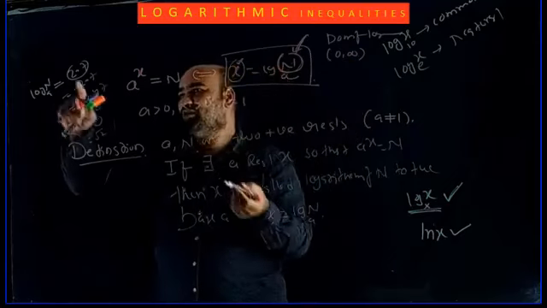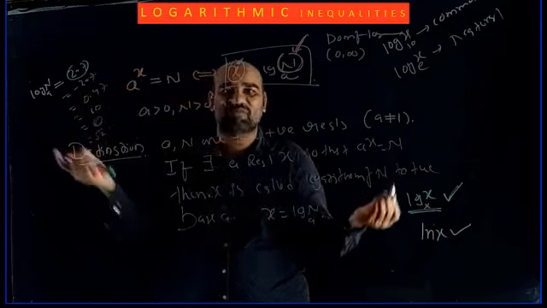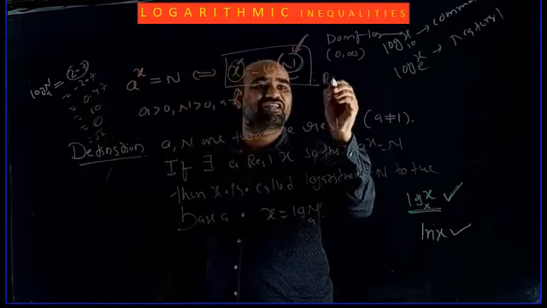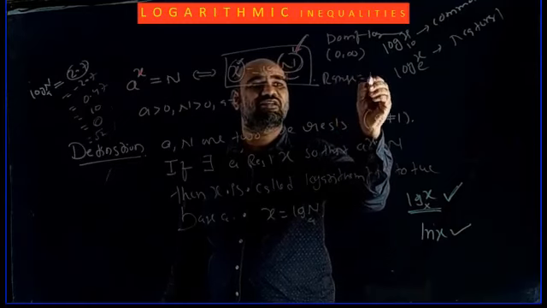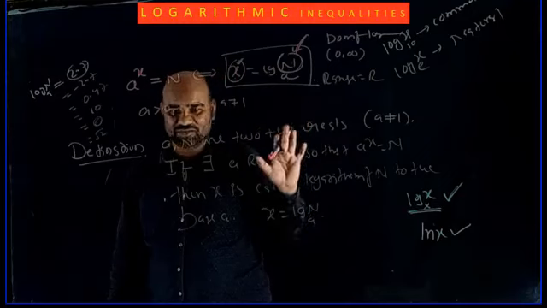What is the range? It may be 2, it may be minus 2.7, it may be 0.4. By the definition, x is any real number. That's why range is any real number. Domain is positive real numbers. Range is any real number.